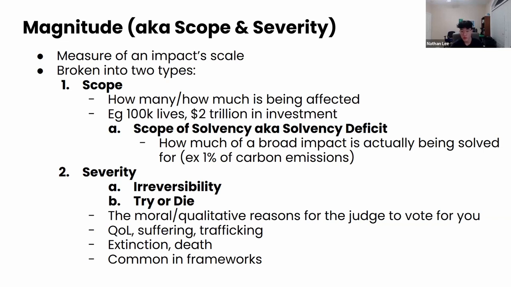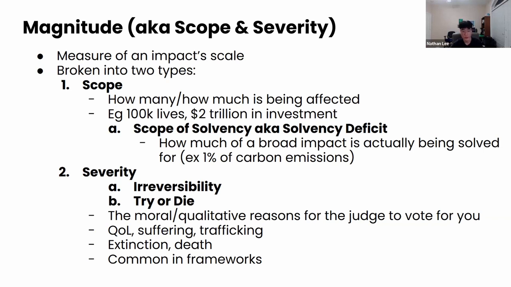Additionally, within scope, there's a more specific type of scope weighing called scope of solvency or a solvency deficit. This is usually used offensively when you're trying to take out your opponent's scope weighing. The way you do this is to say that even though your opponents give you a giant impact in terms of scope, a great example is climate change, they're only solving for like 0.1%, right? A common one you'd see is that if we're trying to solve like 2.3 trillion tons of carbon emissions by 2050, they can only solve for like 0.3% of that, which means that it's not worthwhile in a judge's ballot.